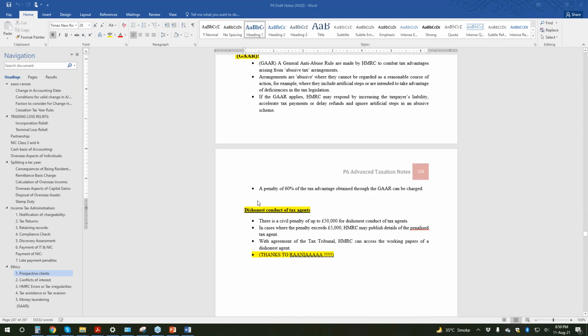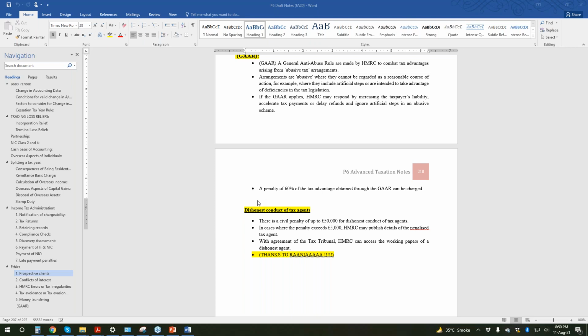Now, dishonest conduct of tax agent. What if we have conducted any dishonesty? Now, HMRC may impose a civil penalty up to 50,000. There is no fixed amount. HMRC will decide case to case. However, the maximum is 50,000.